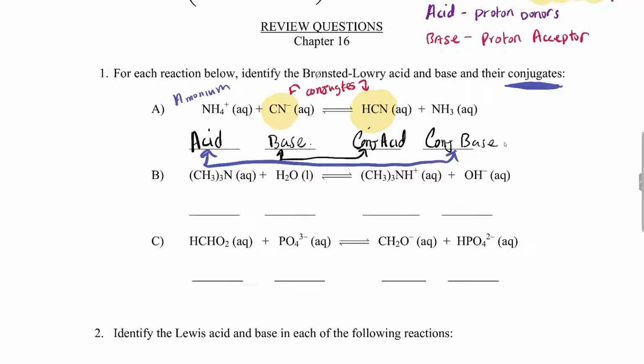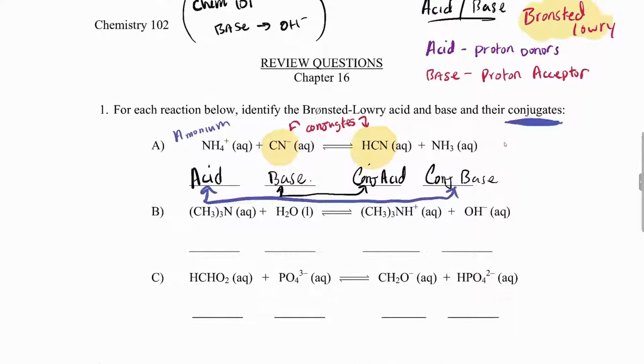Okay, so NH4+ and NH3 are examples of conjugates of each other, where NH4+ is the conjugate acid and NH3 is the conjugate base. All right, so that does part A. So all we have to do, using the Bronsted-Lowry definition, is to look at what is acting as a proton acceptor, that would make it a base, and what is acting as a proton donor, and that would make it an acid. Okay, let's continue with B.